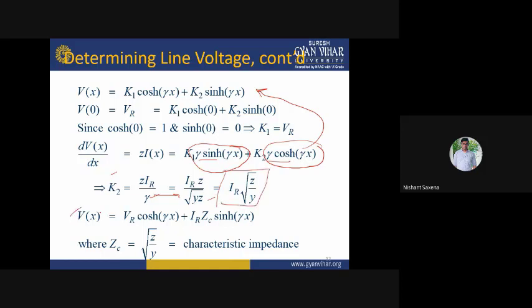If we substitute this, we get Vx equal to VR cos hyperbolic gamma x plus IR ZC into sine hyperbolic gamma x. This ZC is called the characteristic impedance. It is also called the surge impedance. With some particular conditions, these two are not the same, but they are treated as the same. Is this clear?